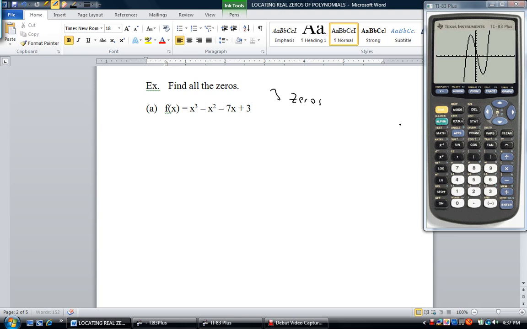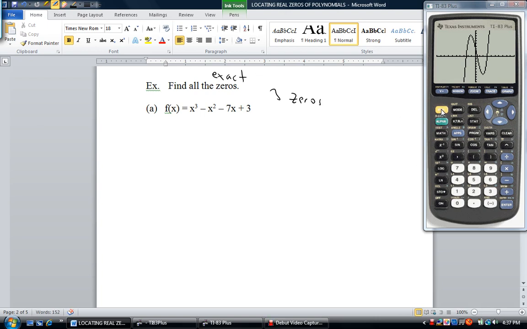Some may be repeated, but we're looking for 3 zeros. Now zeros are the same as x-intercepts. So if I see where it's crossing the x-axis, it's crossing 3 times. So I can actually see them, but we can't use decimals unless they can be converted to fractions. So when we say find all zeros, we mean exact zeros. That's probably the word that needs to be included. Decimal approximations will not work here.